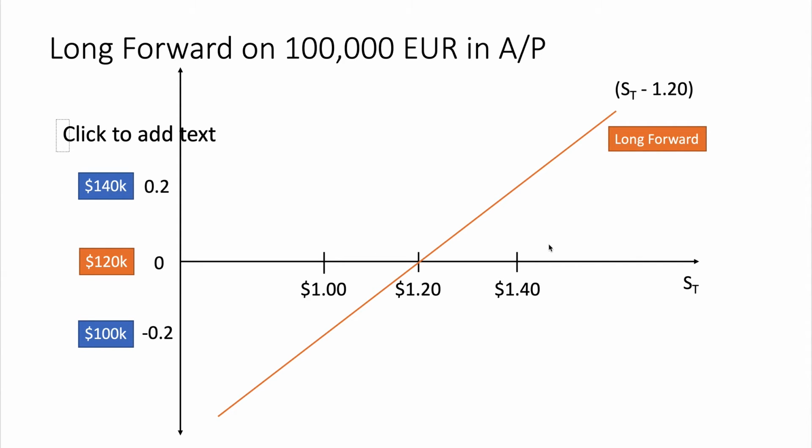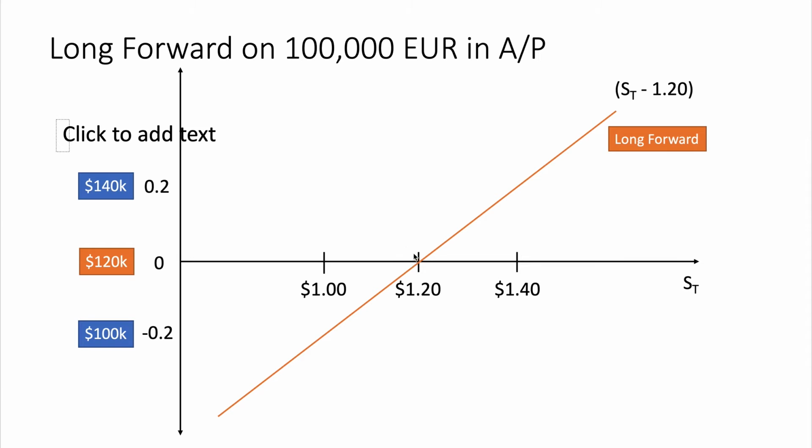Right? So if, for example, on that maturity date, instead of 1.2, it's 1.4. So 1.4 minus 1.2. Wow. For each euro, you save yourself 20 cents. You pay 20 cents less. Right? So here is the 1.2. Here's the profit. On the other hand, if ST equals 1.0, you're losing 20 cents.